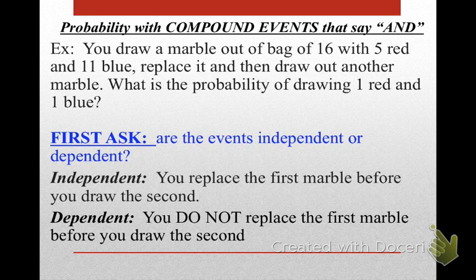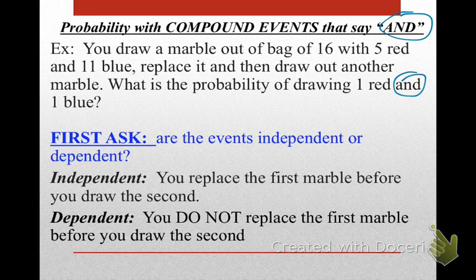Now we're talking about the second type of compound probability events, and those are ones that use the word and, sometimes they imply the word and. So in your next example, you draw a marble out of a bag of 16 marbles, 5 red, 11 blue, and then you replace the marble and draw out another. What is the probability of drawing 1 red and, see the word and, 1 blue?